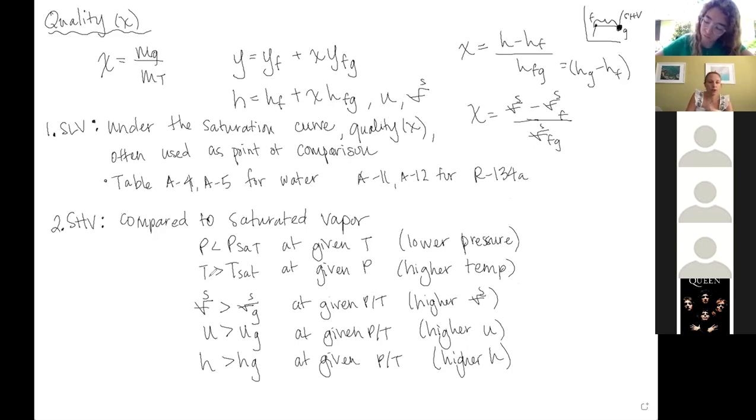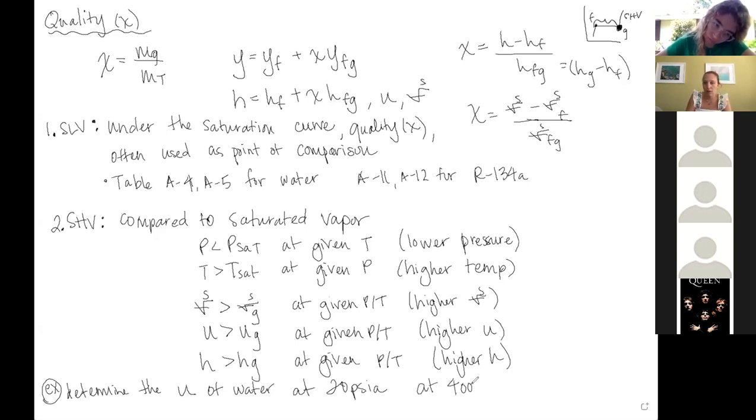All right, so here's a quick example. Determine the internal energy, which is U, of water at 20 PSIA, PSI, it doesn't matter, at 400 degrees Fahrenheit. So try to do that for a couple minutes, see what value you get, and then we can go over it.